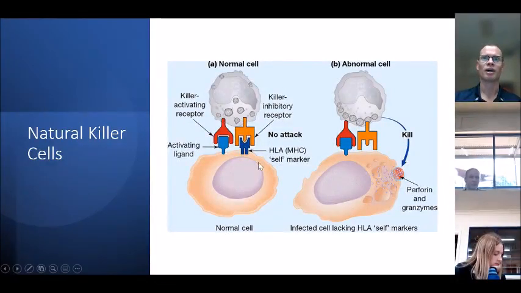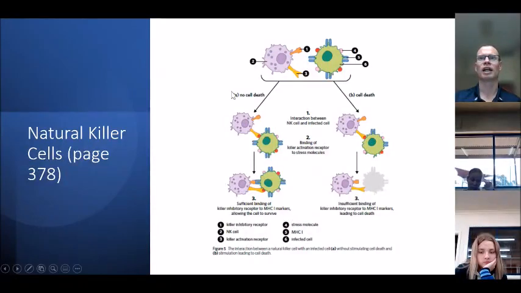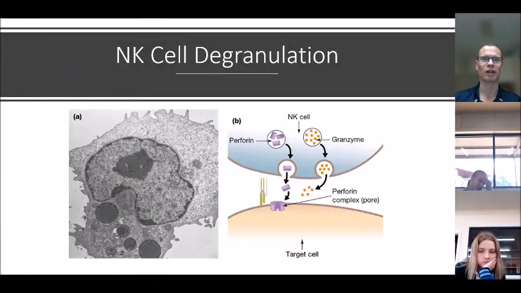It's normal cell, happy MHC, everything's normal. MHC missing, abnormal cell, kill it, make it die. That's simple. This one is telling you the same thing, but it's just a busier diagram, and I'm going to skip that because I think it's too complicated.